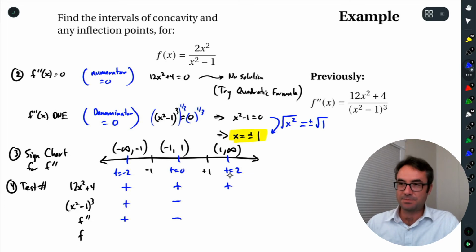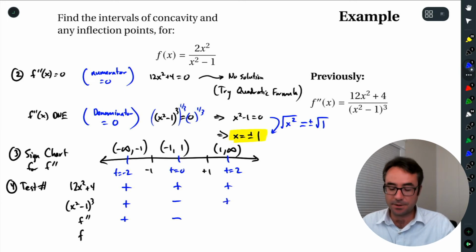All right, what about the other factor here? Take our test number 2 and plug it in. So we get 2 squared, which is 4. 4 minus 1 is 3. 3 cubed is 27. So positive. That's really all the main takeaway there. And so on this last interval, from 1 to infinity, we have a positive number divided by a positive number. So the result, our second derivative, is going to be positive on that interval.